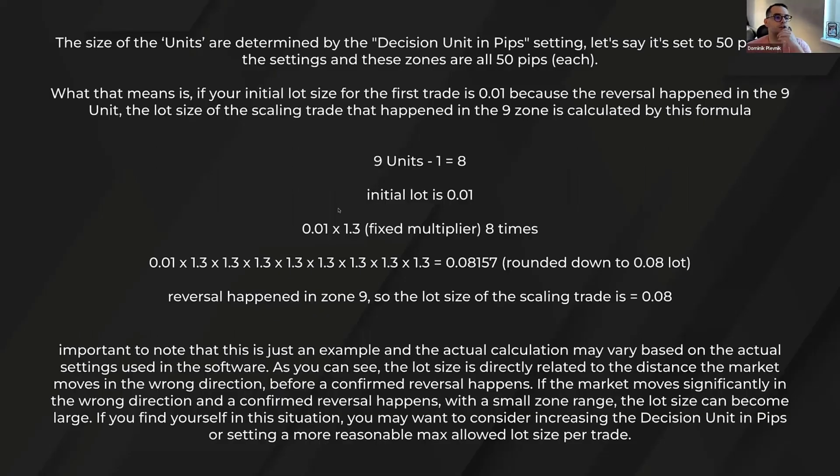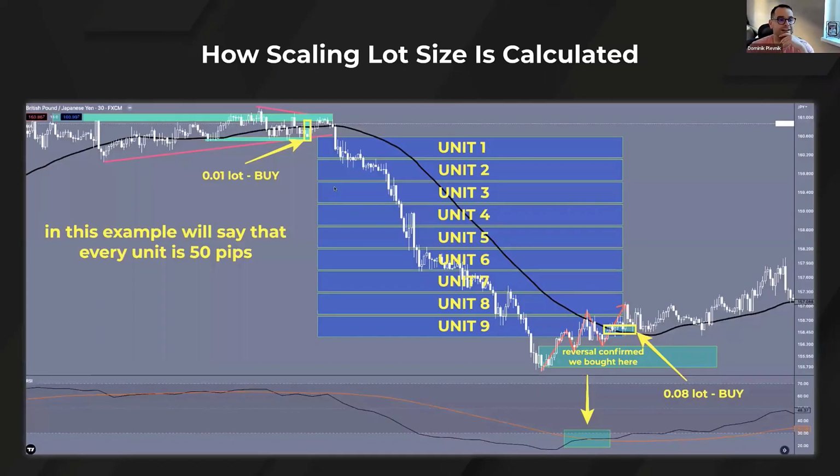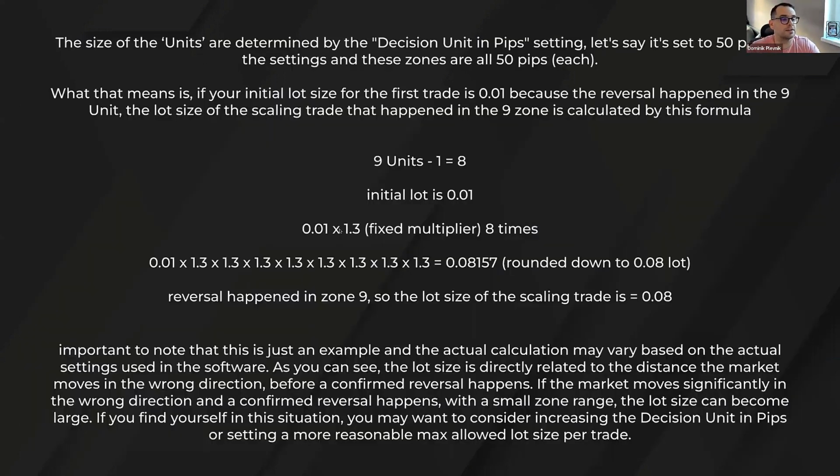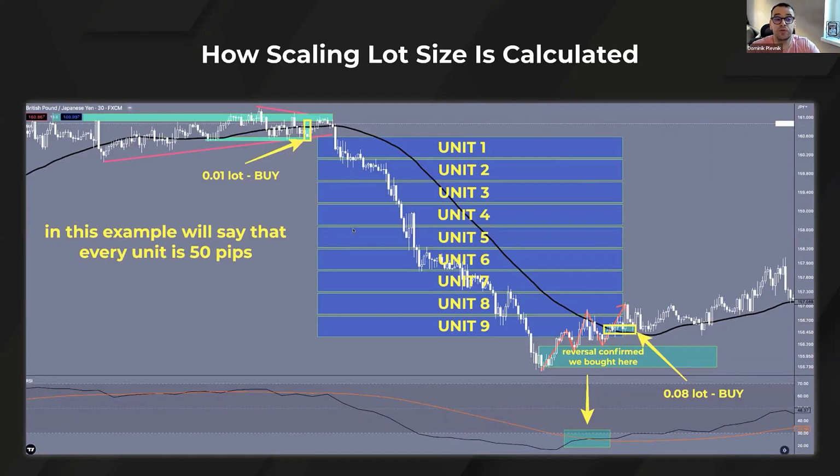Okay, here it is. You can see here an extreme example of a market that went a lot of pips against us. Here you can see one decision unit is 50 pips. This unit is 50 pips big, this unit is 50 pips big. Every unit is 50 pips. So it's divided into 9 units because the market actually moved like 450 pips against us.